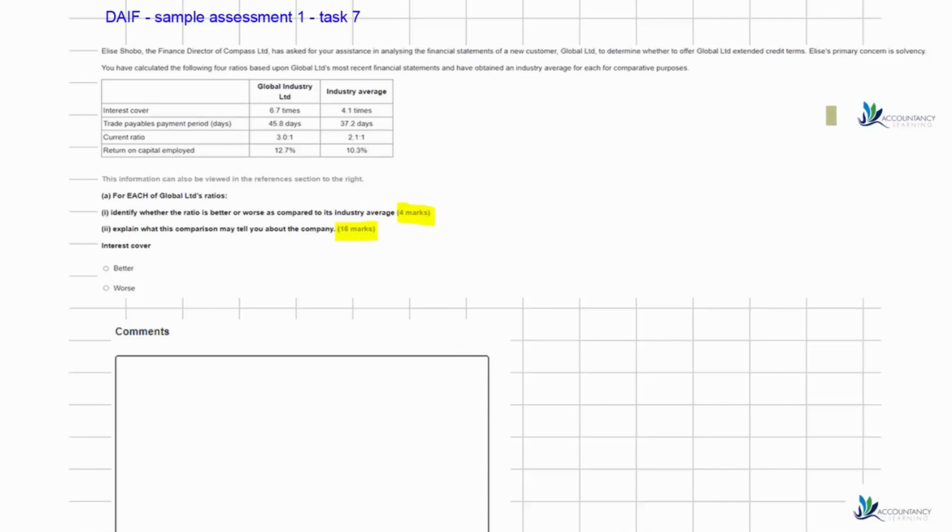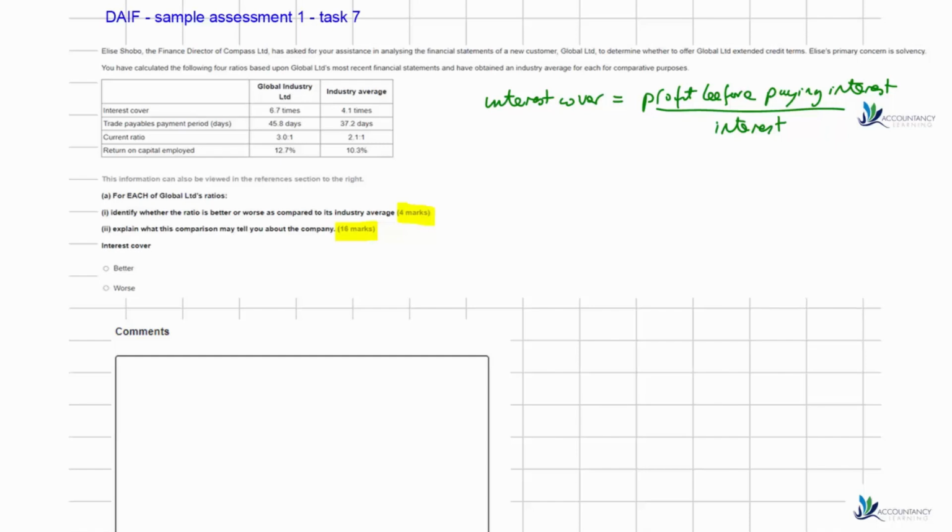So in the first one then we have interest cover. So let's remind ourselves what interest cover means. Interest cover is the profit before paying the interest, so that would be the operating profit, and we divide by the interest expense. So we want this number to be as big as possible, because the bigger it is, it means the more profit we have available to be able to pay that interest.